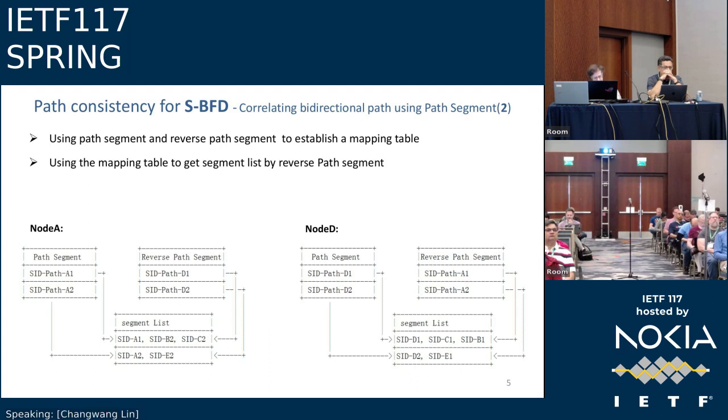The head end nodes in both directions need to create a table to map the path segment and the reverse path segment to the local segment list. Through the mapping table, the head end node has the ability to get a segment list by path segment or reverse path segment. Next page, please.